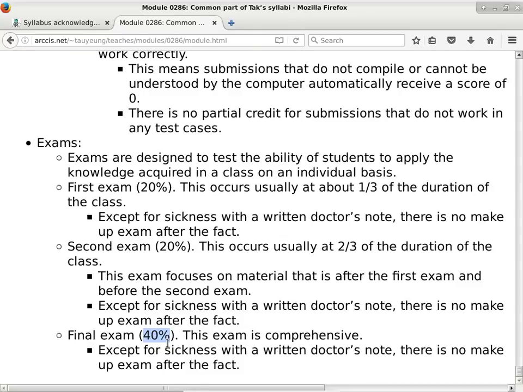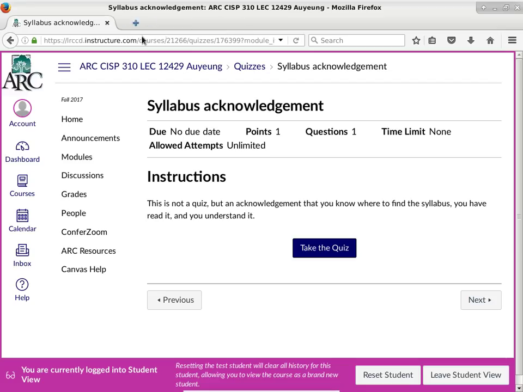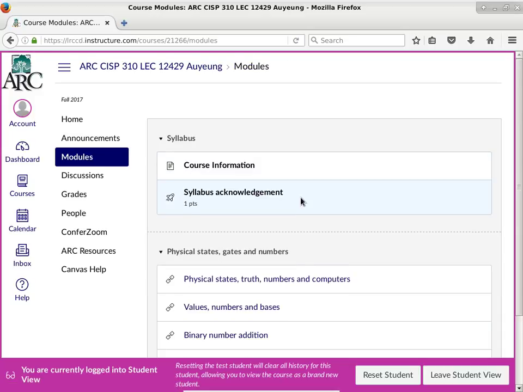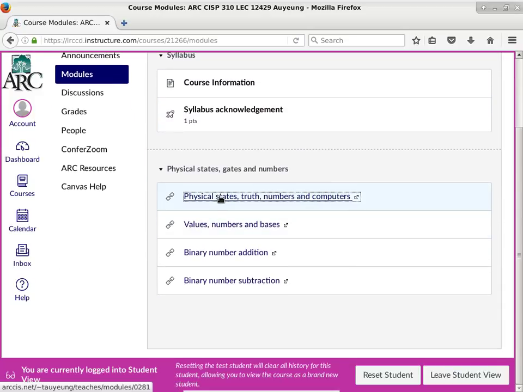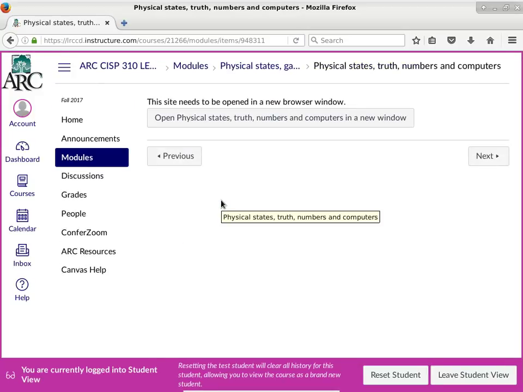This is it. I'm not trying to spend the entire class on the syllabus. No questions? Cool. All right, so with no questions here, I'm going to get started with the actual part of this class.